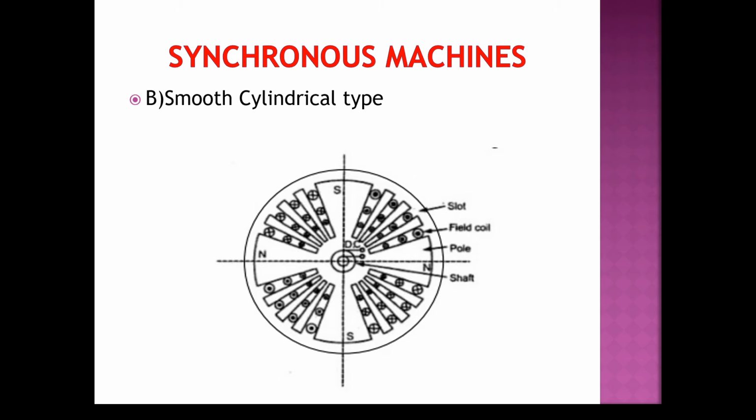So the rotor will consist of a smooth solid steel cylinder having a number of slots to accommodate the field coil. Inside these slots the coil will be placed. We can see the direction of current into the plane of the paper and out of the plane of the paper in the diagram.